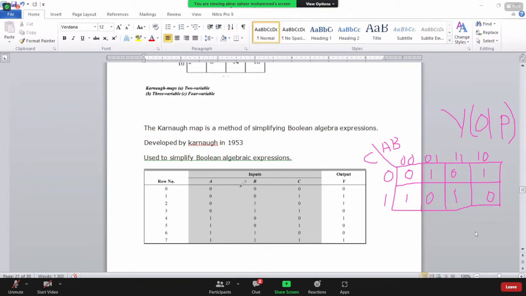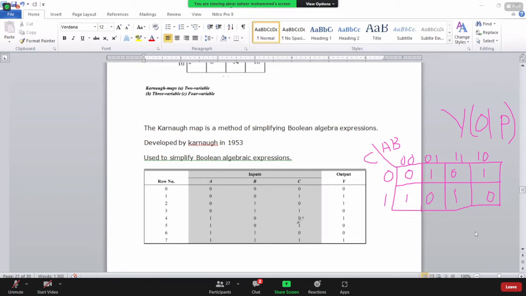For the inputs A, B, and C, for the input 0 0 0, the output is 0, so we have written here 0. For 0 0 1, the output is 1, so we are writing here 1. For 0 1 0, the output is again 1. For 0 1 1, the output is 0. For 1 0 0, meaning AB is 1 0 and C is 0, the output is 1.